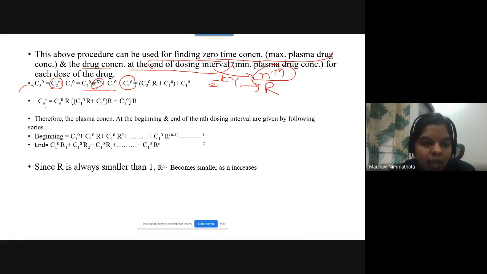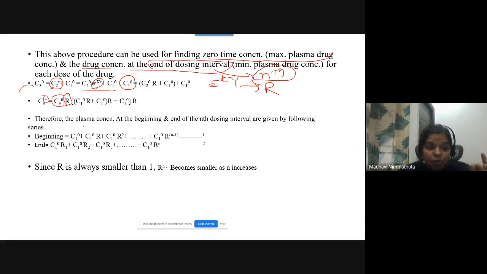So this is the initial drug concentration, and at the proper time intervals you will get C30 into R, where R is nothing but e to the power of minus k tau. Then this is C10 R plus C10 R plus C10. See here, C20 R plus C10. So when you want to write the continuation from the previous equations, you will get this. It is very simple.